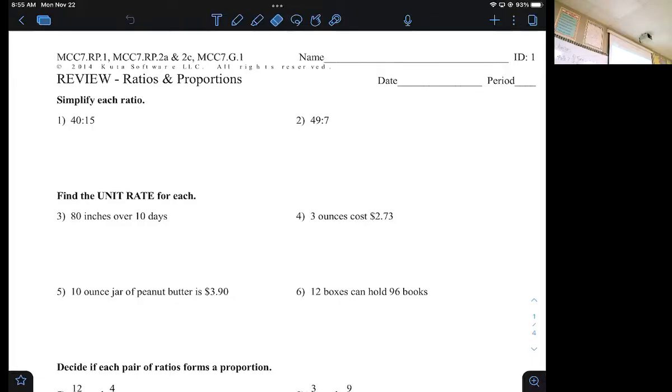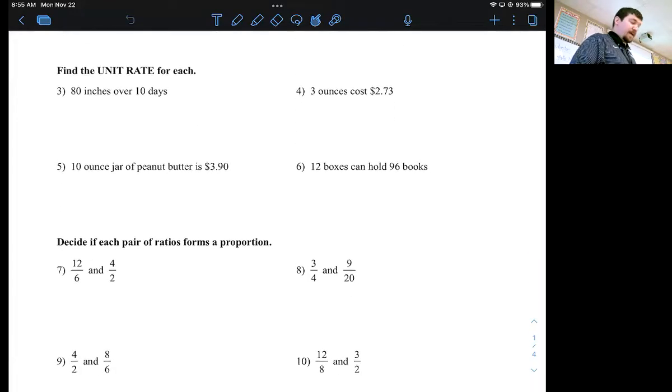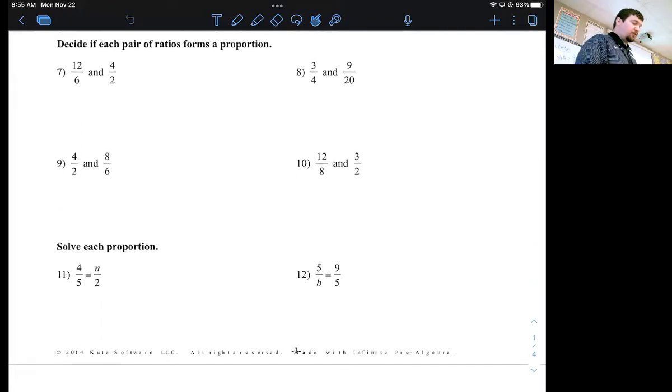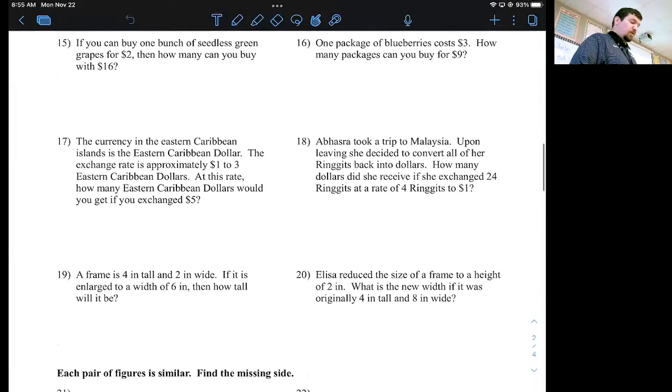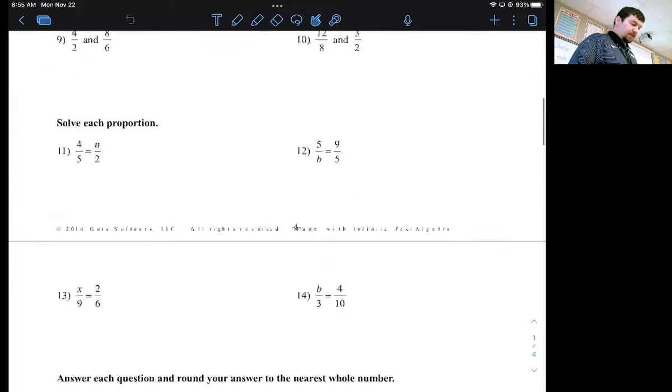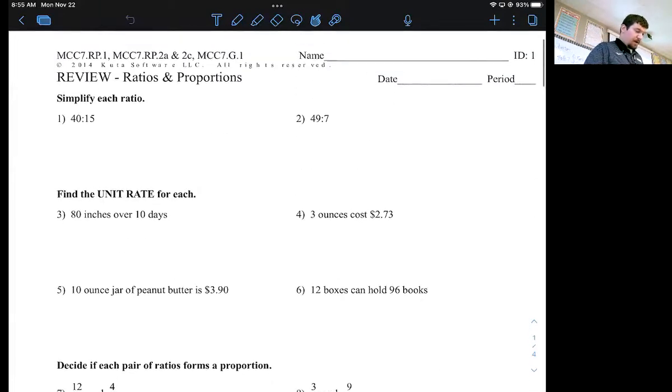All right, so this review worksheet is going to review simplifying ratios, finding unit rates, telling whether two ratios are proportional, and solving proportions, even with story problems. So why don't we start with, since I've been doing the odds with you guys, I'm going to do the evens for once and let you do the odds.